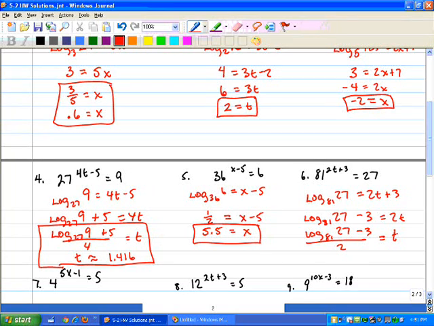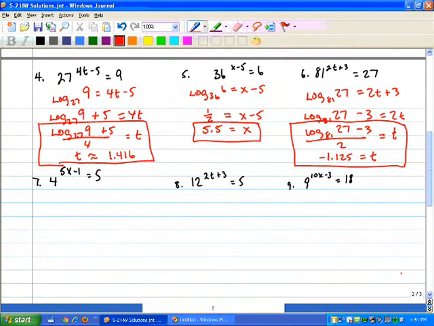Again, in the calculator, to evaluate log base 81 of 27, we do ln 27 close parentheses divided by ln 81 close parentheses. Now we subtract 3, hit enter, and then divide by 2, and we get negative 1.125 for t. That's our exact answer and our decimal. In this case, it's exact.